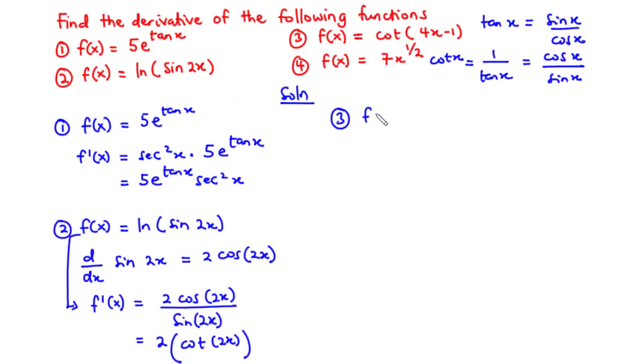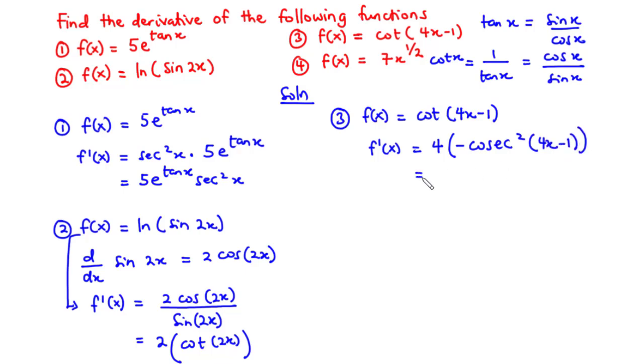So for 3, we have f of x equal to cot of 4x minus 1. Now when you differentiate cot x, you have negative cosec squared x. Therefore, first of all, we are going to differentiate what we have in the bracket. So that becomes 4 times, when you differentiate cot x, you have negative cosec squared x. So we have negative cosec squared, and then what we have in the bracket, that is 4x minus 1. So that becomes negative 4 cosec squared of 4x minus 1.